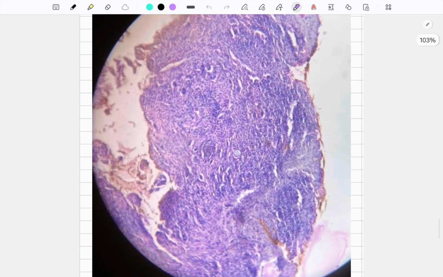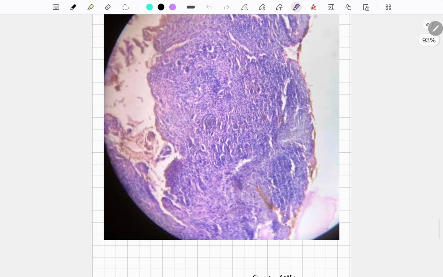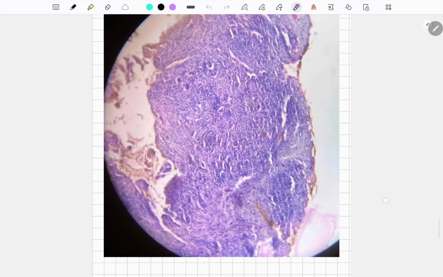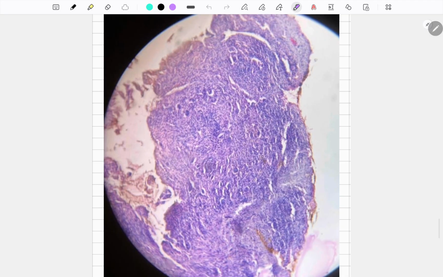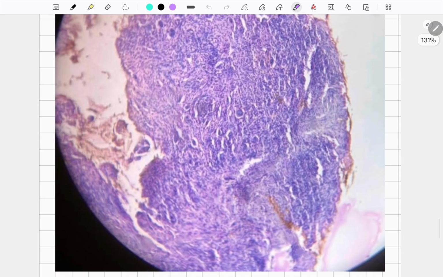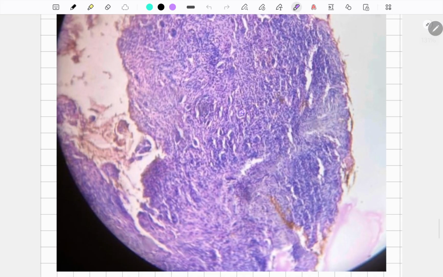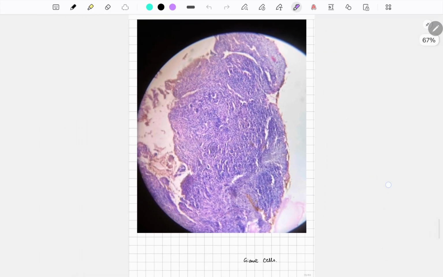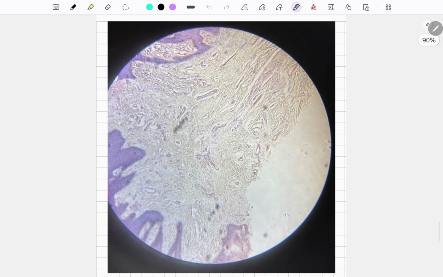As you can see, there are giant cells present. All these are giant cells. So this is foreign body type of giant cells, and this is not Langerhans type. This is foreign body type, as the nucleus is haphazardly arranged. Moving on to our next slide.